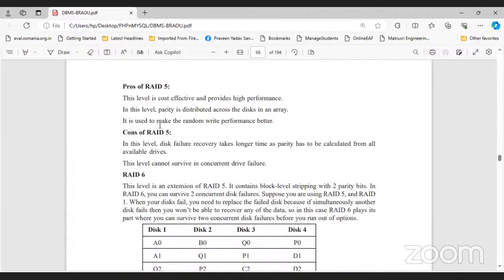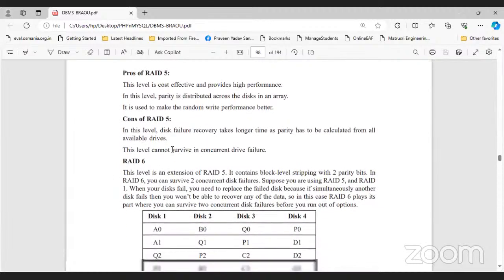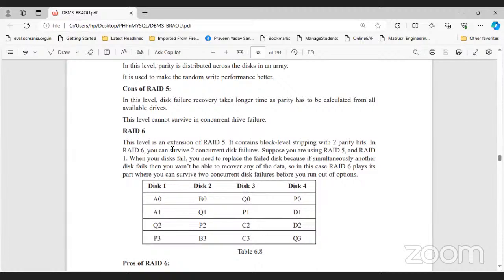These are some advantages and disadvantages of RAID 5. Next one is RAID 6. This is an extension, or advanced concept, of RAID 5. It also contains block level striping, but with two parity bits. In RAID 5 we do striping with only one parity bit. Here we are striping with two parity bits.